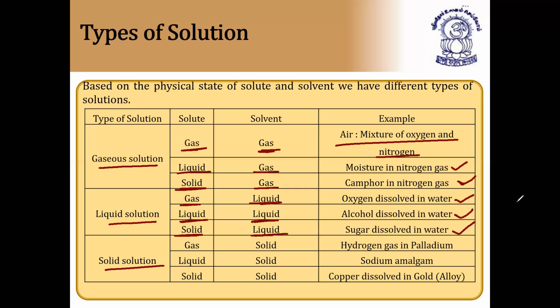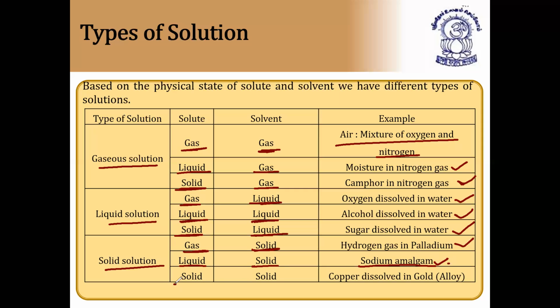Next, solid solution. Gas dissolved in solid. Hydrogen gas in palladium is called occlusion, where hydrogen gas is being absorbed on the palladium surface. So this is called gas dissolved in solid. Next, liquid dissolved in solid, sodium amalgam. Sodium is a solid and mercury is a liquid. So sodium amalgam, Na plus Hg, forms a mixture-like substance.